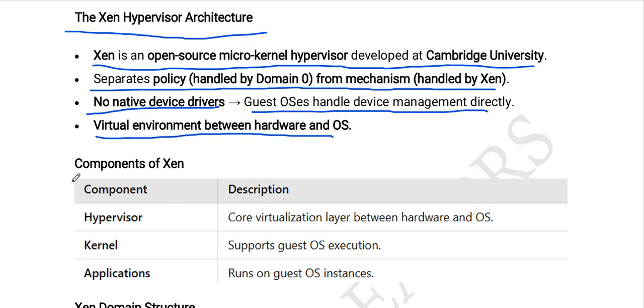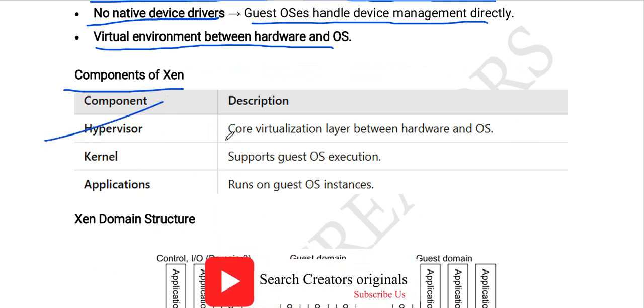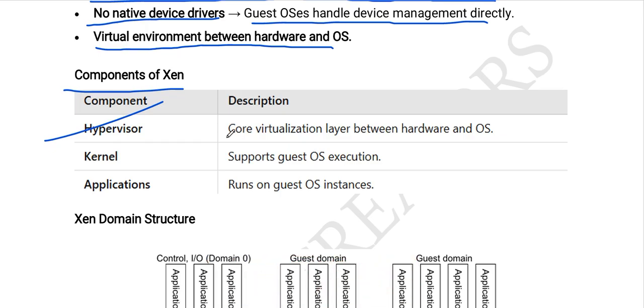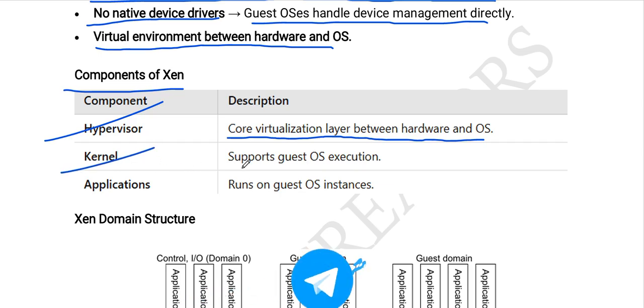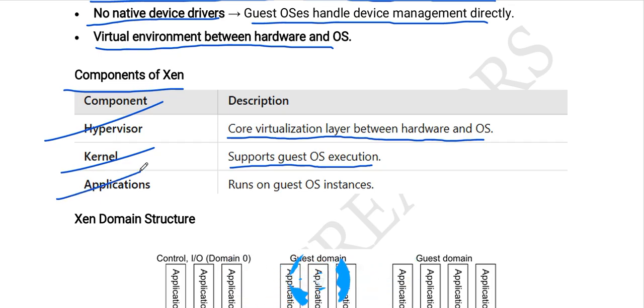Next, we are going to look at the components of Xen. First component is the hypervisor, which is the core virtualization layer between hardware and operating system. Next is the kernel. It supports guest OS execution. Next is the application, which runs on guest OS instances.